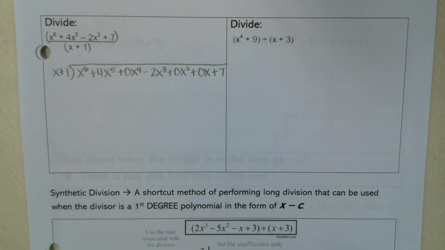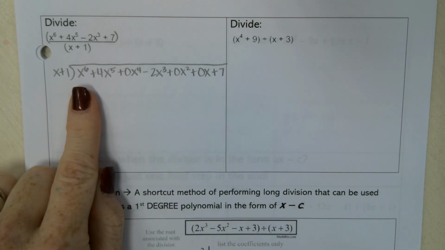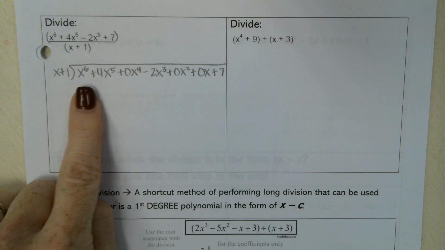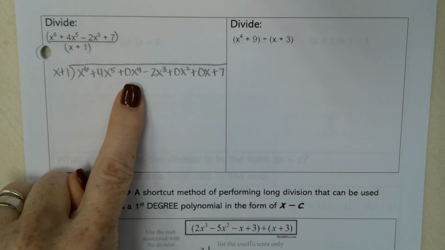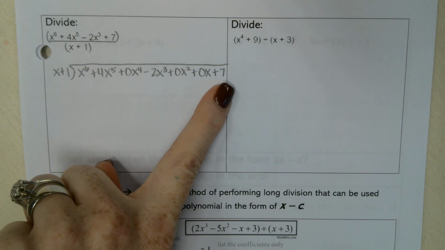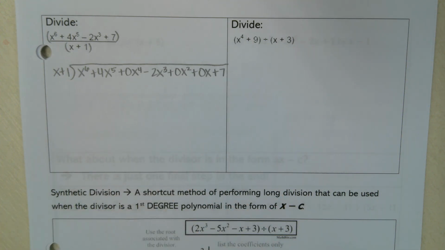Y'all, if you have 6 and 3, you have to have every variable, okay? This is x to the 6th, x to the 5th, x to the 4th, x to the 3rd, x to the 2nd, x to the 1st, and x to the 0. You have to have every single one, okay? If there is not one there, you write it in with a 0 coefficient.